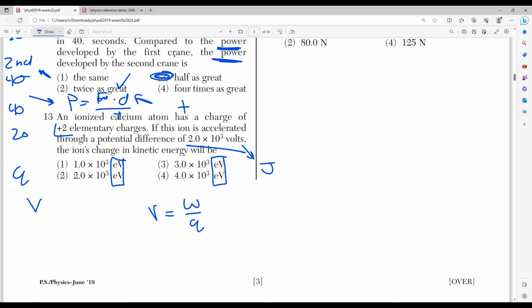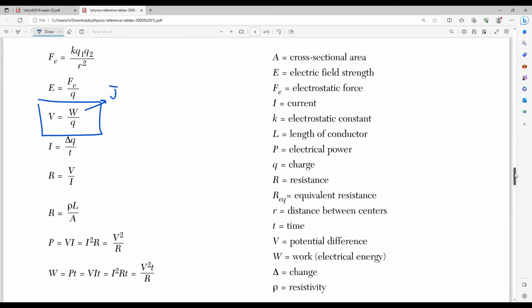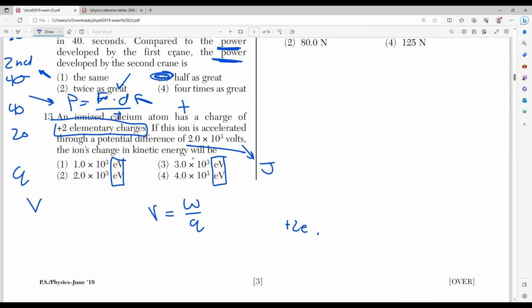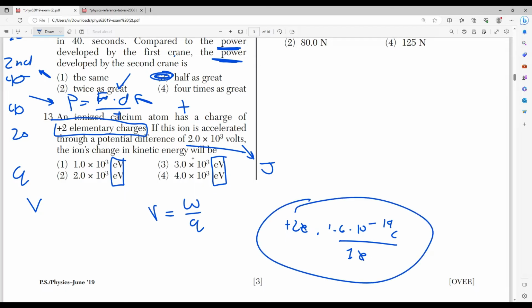I'm going to convert these +2 elementary charges into coulombs. So +2e, I'm going to have to multiply this by, once again, I'm going to have to go back here. One elementary charge is 1.6 times 10 to the negative 19 coulombs. So that's 1.6 times 10 to the power of negative 19 coulombs over 1e. The e's are going to cancel out, and you're going to get left with coulombs. I'm going to use this value.